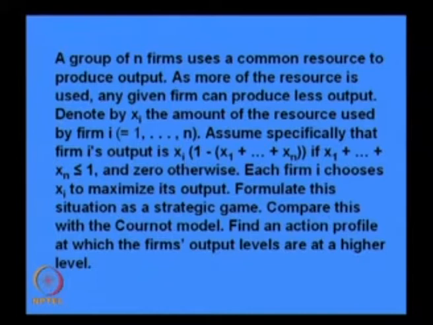Each firm i chooses xi to maximize its output. Formulate this situation as a strategic game, compare this with the Cournot model, and find an action profile at which firms' output levels are at a higher level.